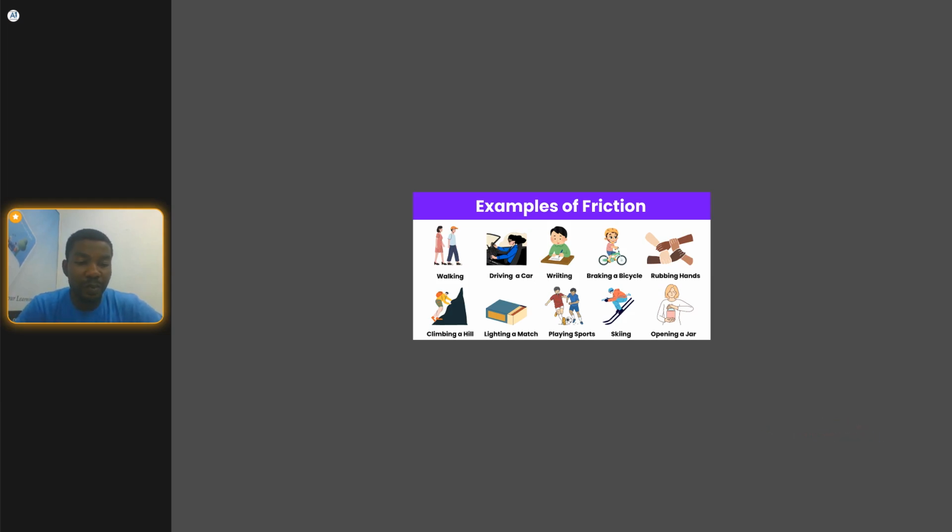So all these examples are related to us. I said that friction has to do with two bodies in contact. There must be contact between the two bodies, and both bodies will be moving in opposite directions. Then friction will take place. Now let's start today's class with a definition of friction.